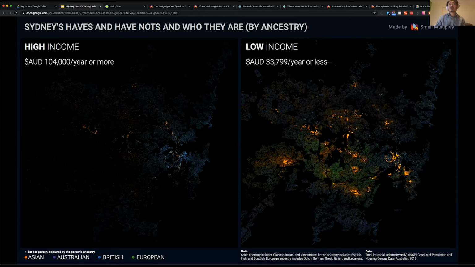And also looked at the lower income, so people making less than 33,000 a year. So people on the two ends of the spectrum. So immediately you can see that the wealth is still being held by people of British or European, especially British ancestry. And there are a lot of lower income people of Asian ancestry.